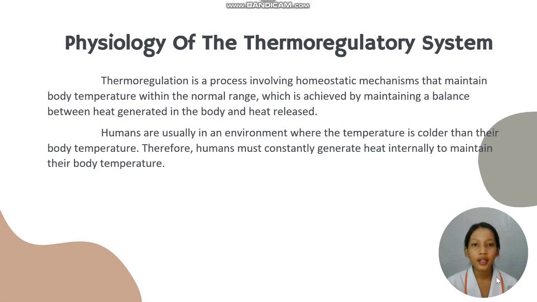Thermoregulation is a process involving homeostatic mechanisms that maintain body temperature within the normal range, which is achieved by maintaining a balance between heat generated in the body and heat released. Humans are usually in an environment where the temperature is colder than their body temperature. Therefore, humans must constantly generate heat internally to maintain their body temperature.